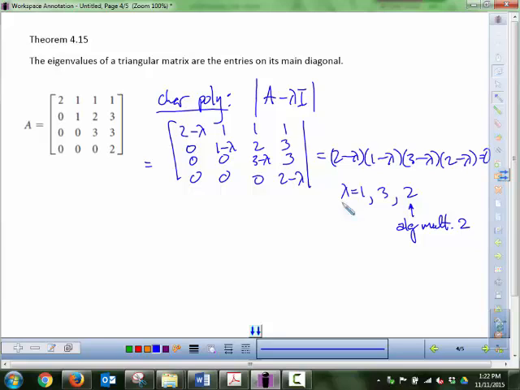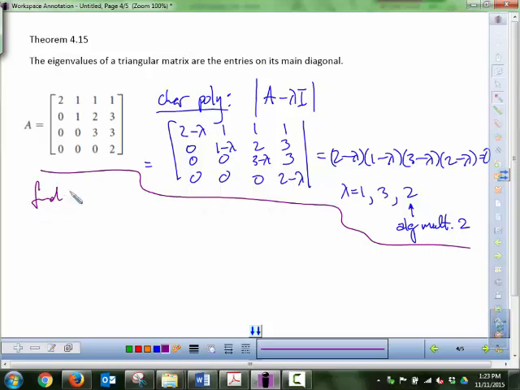I'm wondering if this is easy enough to find the eigenspaces for. Let's find the eigenspace for 2, just because it has algebraic multiplicity 2. It might be just a good exercise to see. Let's find E2.